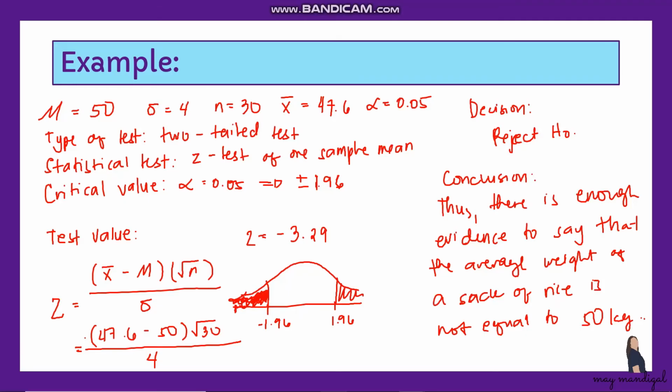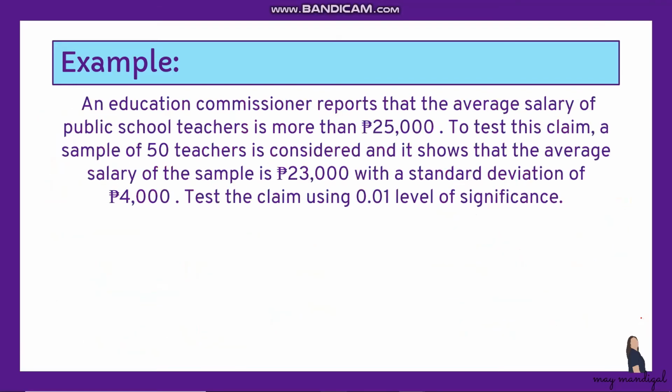So let's have another example. An education commissioner reports that the average salary of public school teachers is more than 25,000 pesos. To test this claim, a sample of 50 teachers is considered and it shows that the average salary of the sample is 23,000 pesos with a standard deviation of 4,000. Test the claim using 0.01 level of significance.